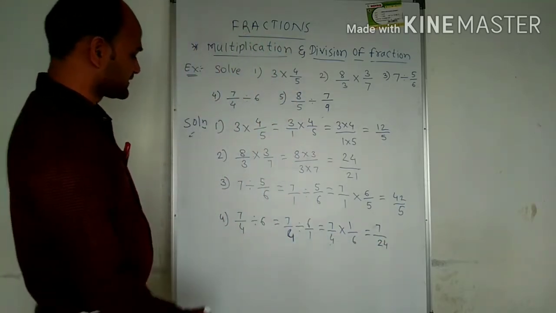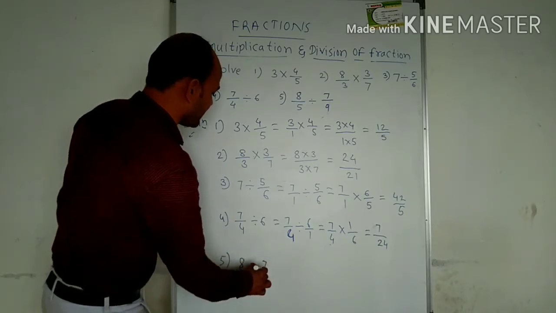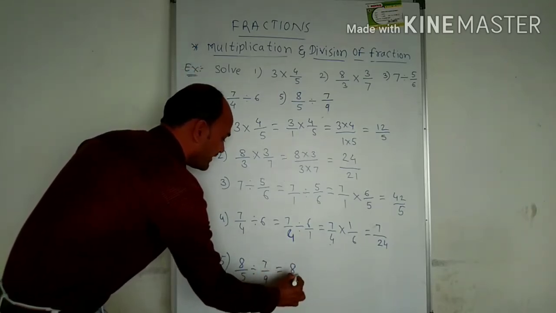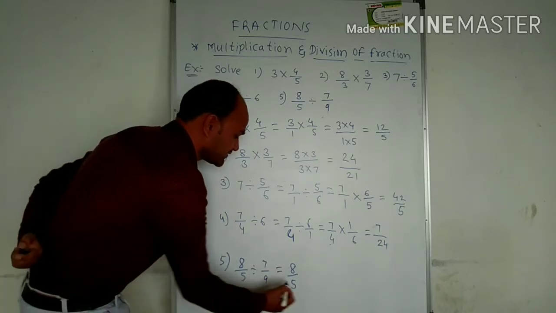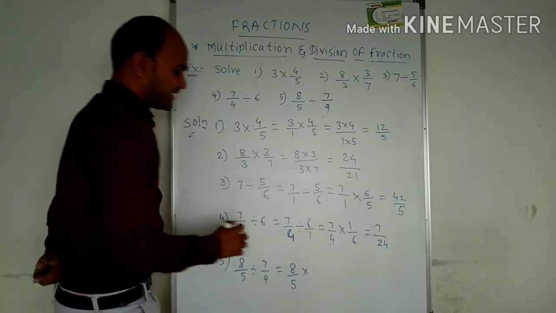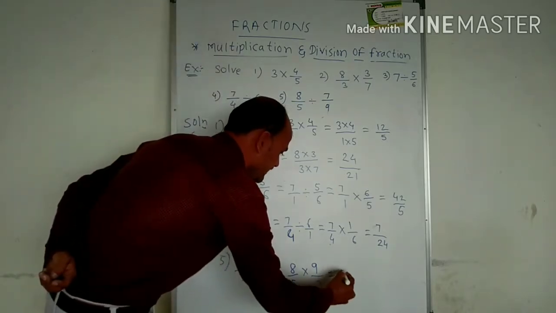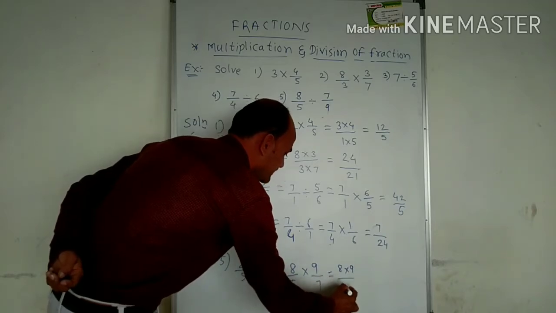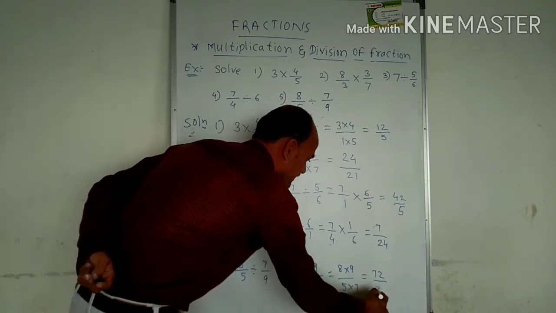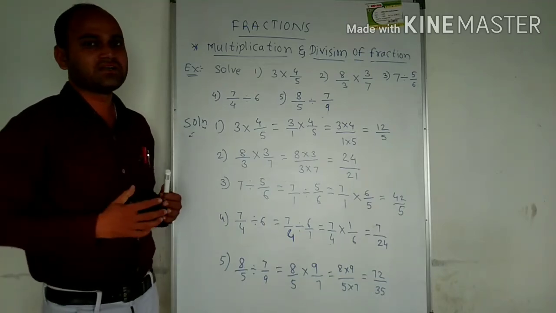The last example we can see here is 8 upon 5 divided by 7 upon 9. Simply we write 8 upon 5 as it is, the division sign changes to multiplication, and we write the inverse of the other number. It means the numerator becomes the denominator and the denominator becomes the numerator. Then we multiply numerators and denominators. That is 8 9s are 72 divided by 5 7s are 35. So in this way we can find the division and multiplication of fractions.